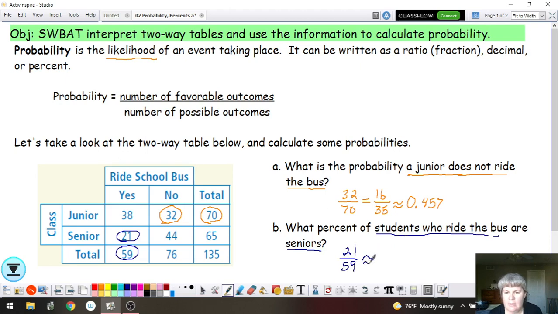As a decimal, I'm going to take 21 and divide that by 59. And that's approximately 0.356. To change it to a percent, you can take that times 100 or move the decimal 2 places to the right. So as a percent, that is approximately 35.6%. Some may even just round that to approximately 36% of the students who ride the bus are seniors.